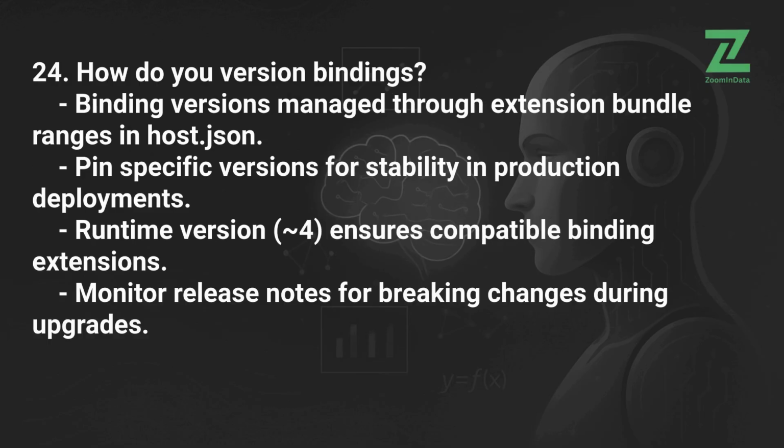24. How do you version bindings? Binding versions managed through extension bundle ranges in host.json. Pin specific versions for stability in production deployments. Runtime version ~4 ensures compatible binding extensions. Monitor release notes for breaking changes during upgrades.